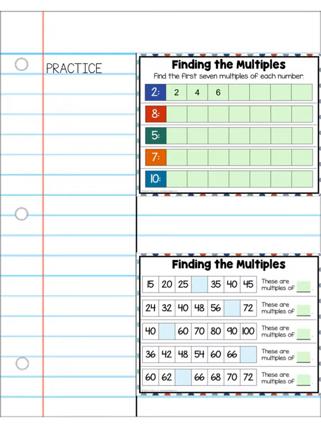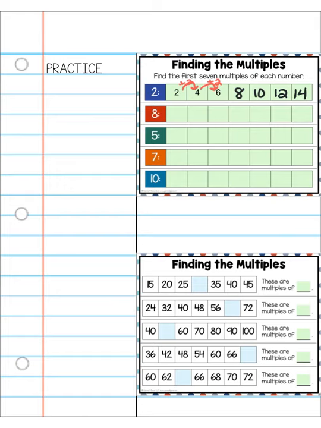Now we're going to look at some practice, and we're going to find multiples. So in the first example, it says to find the first 7 multiples of each number. So for 2, I know that it's going to be plus 2. So 6 plus 2 will give me 8. 8 plus 2 will give me 10. 10 plus 2 will give me 12. 12 plus 2 will give me 14.